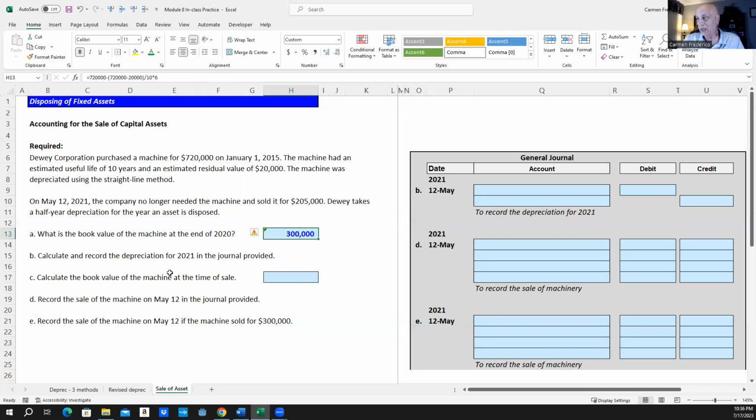What is the depreciation for 2021? Well, the asset was disposed of mid-year 2021. Okay, so what's the entry going to be? It's not for a full year. It's going to be a half-year depreciation.